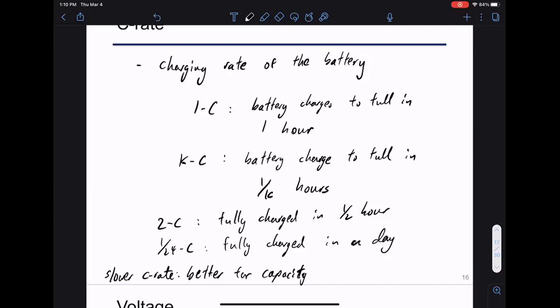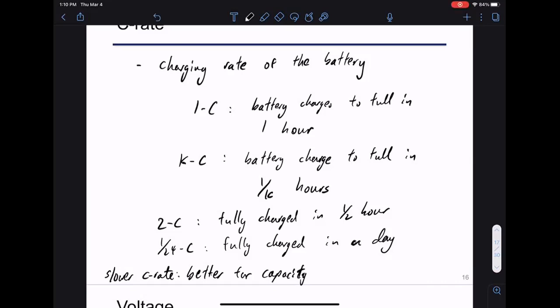Do you think for most batteries around you, they are above 1C or below 1C when you plug it in to charge? Below, right? So most of the batteries are sort of below 1C. Okay, so 2C rate is actually very fast. It's rare to see something charge at 2C rate.